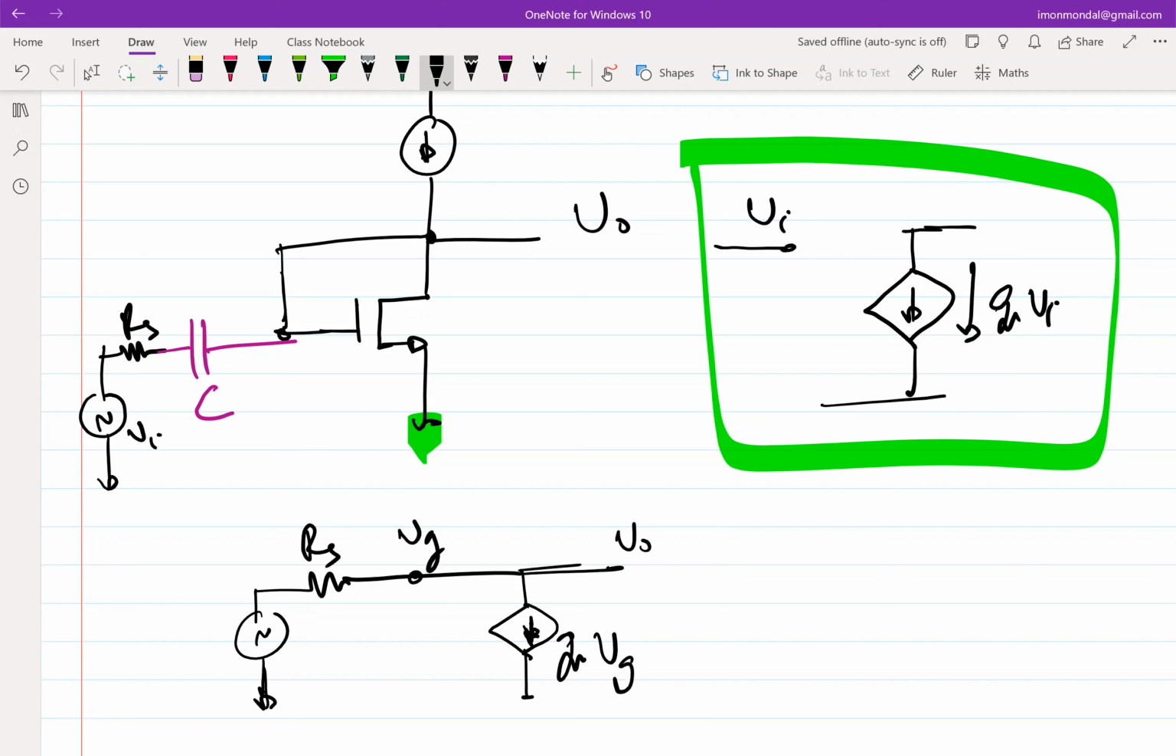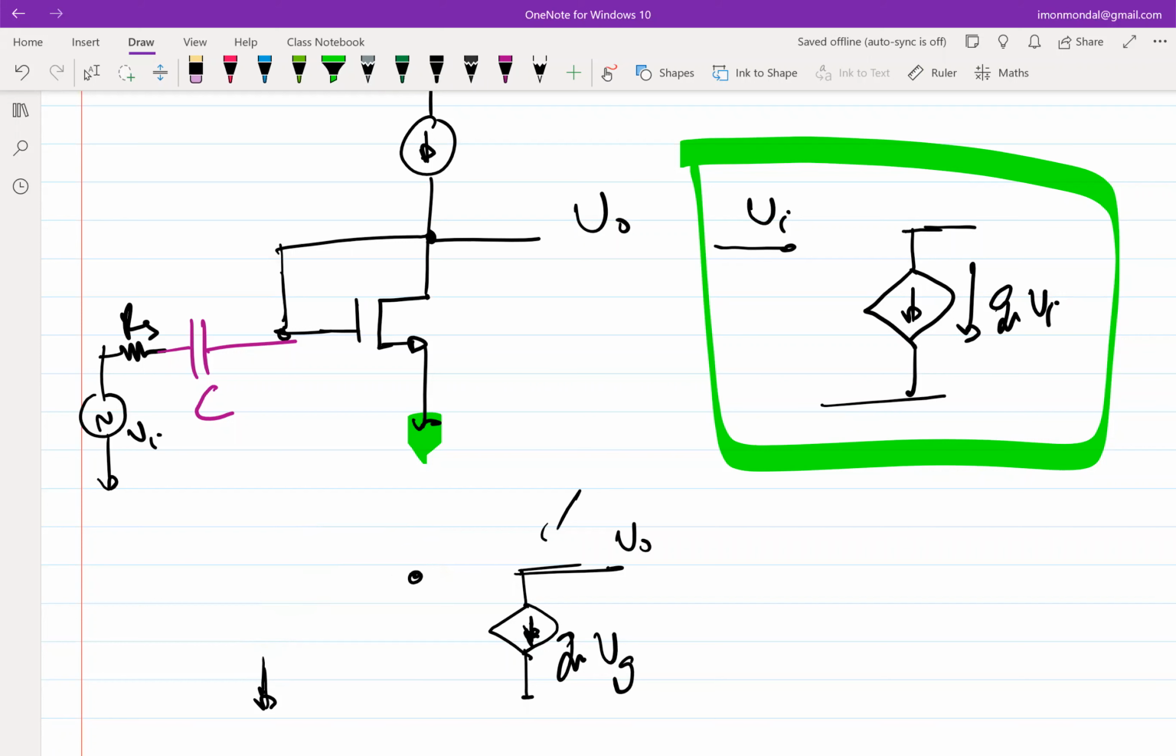This is RS. So clearly, V0 is a voltage divider between RS and 1 over gm, right? So you will not get gain, you will get attenuation, right? So by the way, just out of curiosity, what will be V0 by Vi in this configuration? Exact expression? Fine. So this is clearly not working.